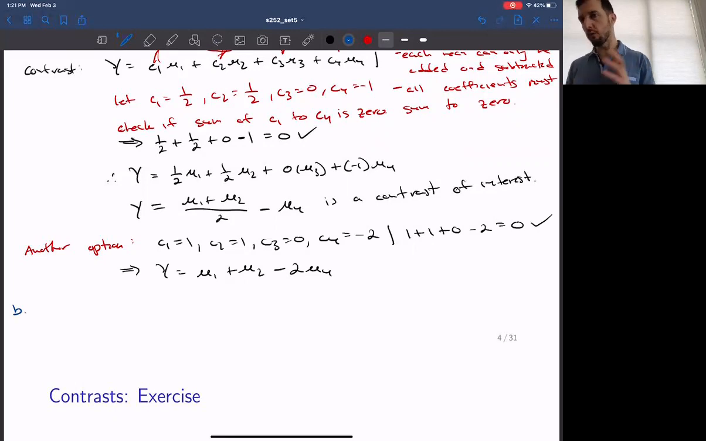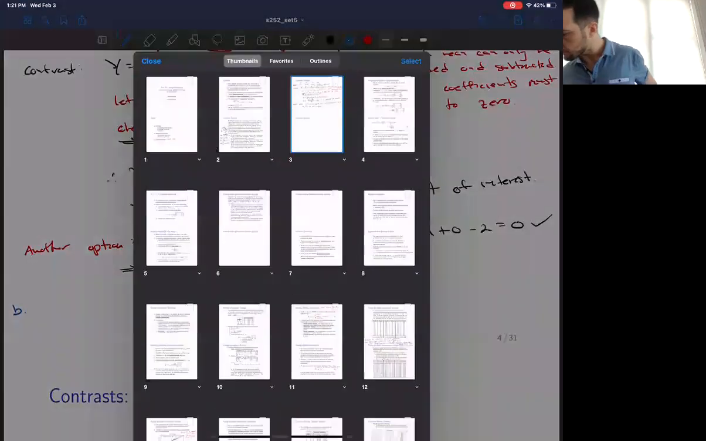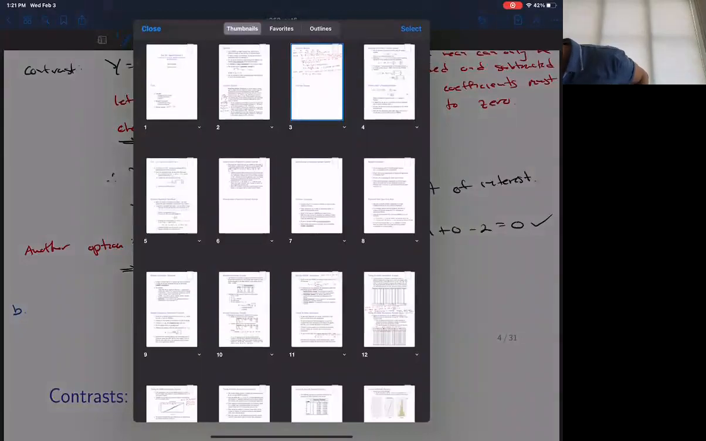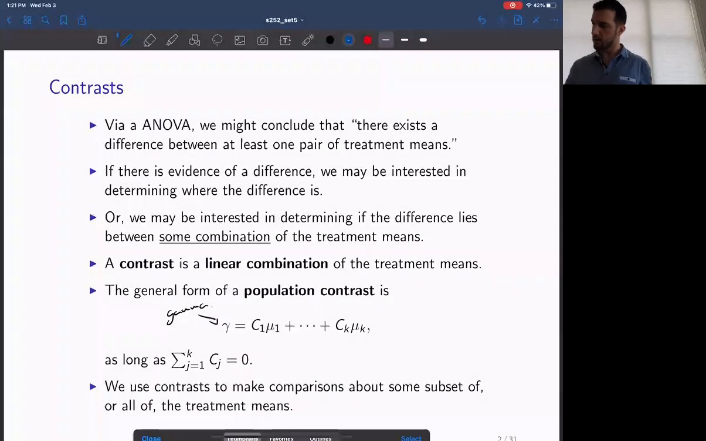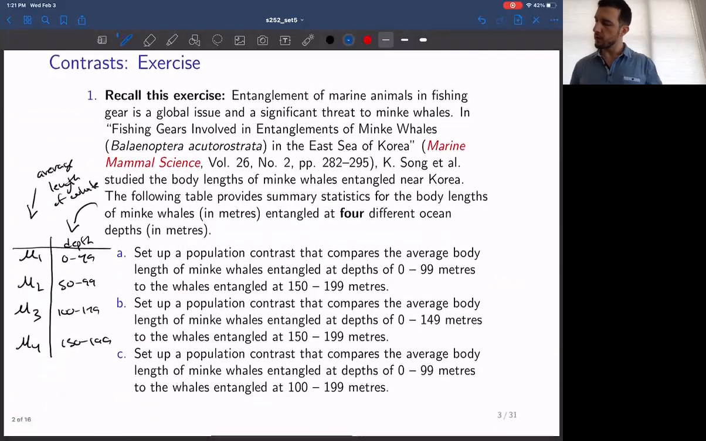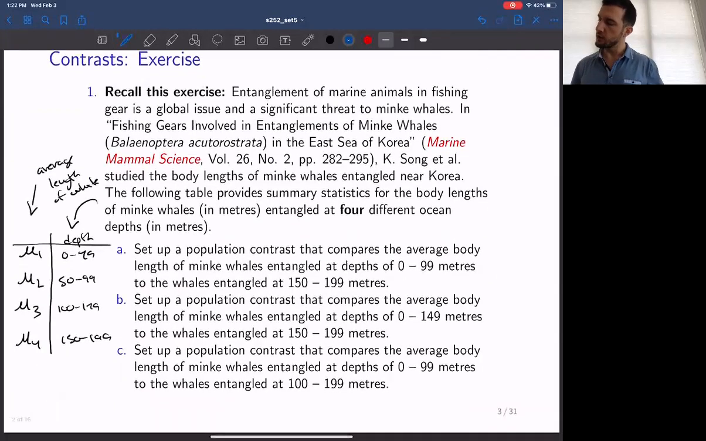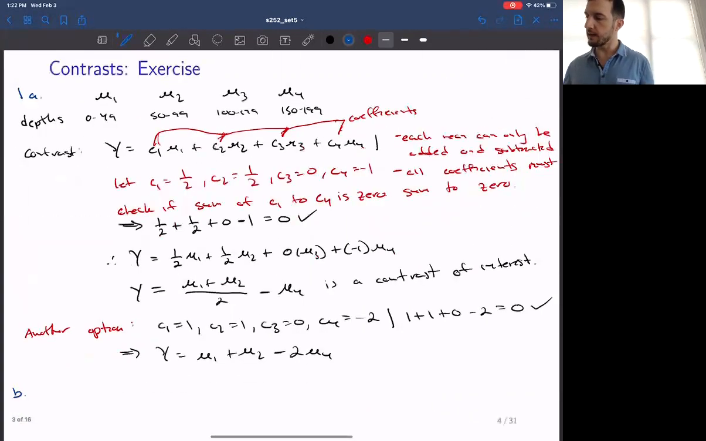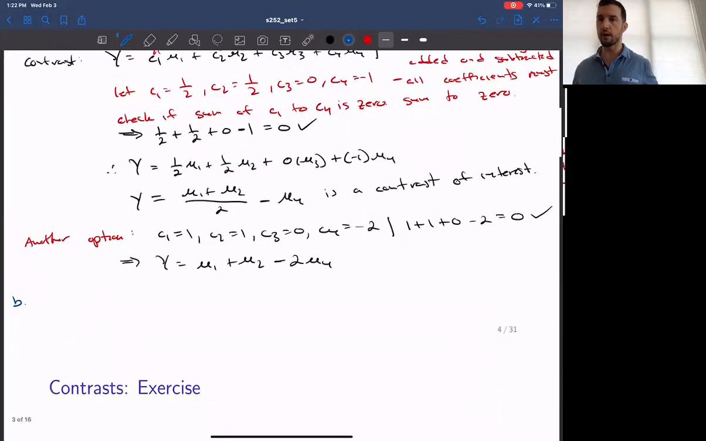Okay, part B. So we'll look at another illustration here. Part B says, set up a population contrast that compares the average body length of minke whales entangled at depths 0 to 149 to the whales entangled at depths 150 to 199. Okay, so very similar idea, except basically what we're doing here is we want to compare the average of the first three means to the last mean. So again, there's a few ways that we could do this, right?